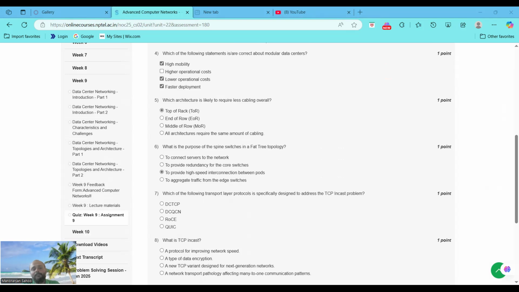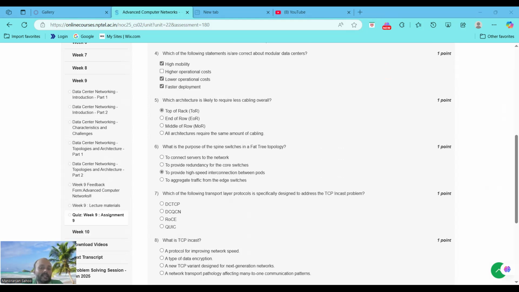In a fat tree topology, spine switches connect leaf switches, which connect to servers, providing high-speed, non-blocking interconnection between the ports to ensure scalability and uniform bandwidth. But in case of A, what is mentioned? To connect servers to the network, it is incorrect because leaf switches connect servers. B is also incorrect because spine switches are not just for redundancy.